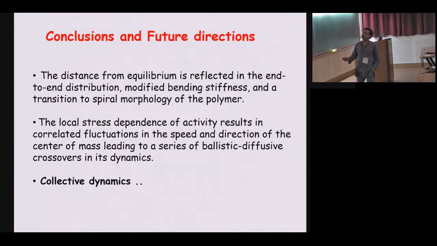The local stress dependence of activity results in correlated fluctuations in the speed and direction of the center of mass, which leads to a series of ballistic diffusive crossovers in its dynamics. So hopefully in the next ISPCM we will be able to show more on collective dynamics of these polymers. Thank you.